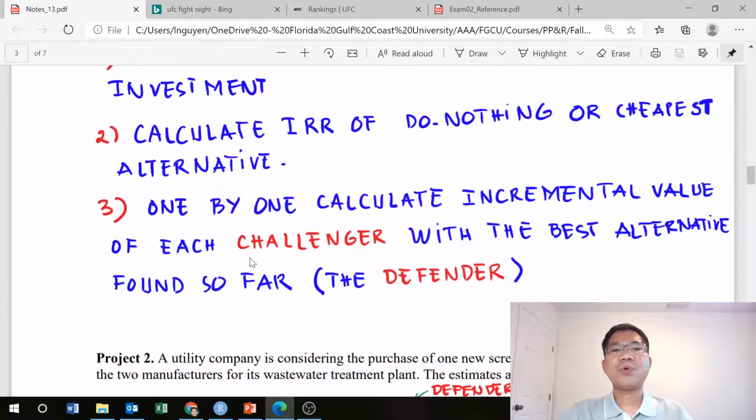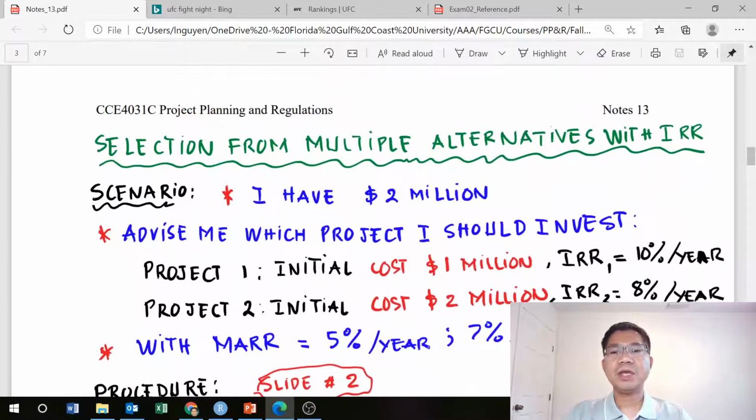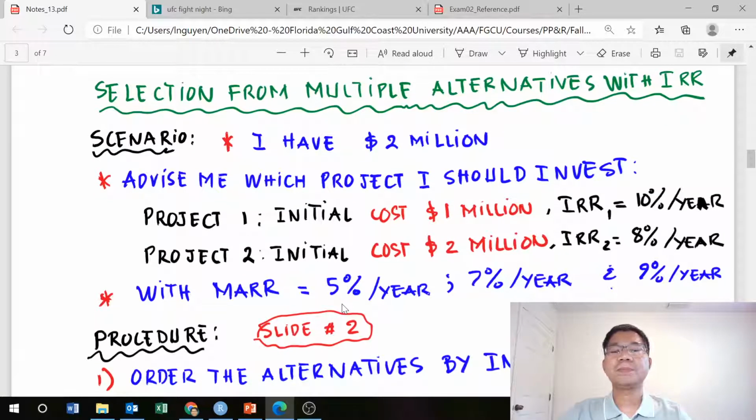And then the next step 3, one by one, calculate the incremental value of each challenger with the best alternative found so far, defender. What does that mean? In here, one by one, calculate. This is only 2, so we compare 2. If, for example, 5% per year mark, then we have the first project 1, I find out 10% per year for IRR. Then it greater than 5%. That better than do nothing. Project 1 is better than do nothing, because the internal rate of return of project 1, 10% per year, greater than my assumed first scenario, 5%.